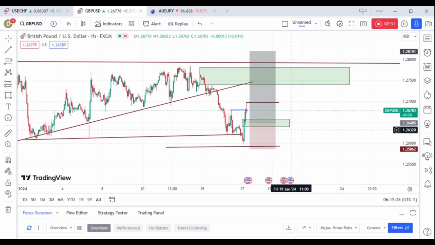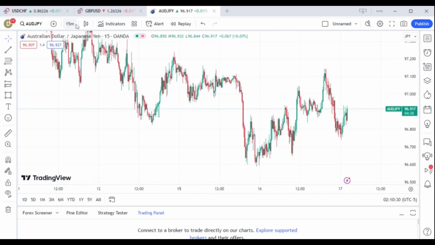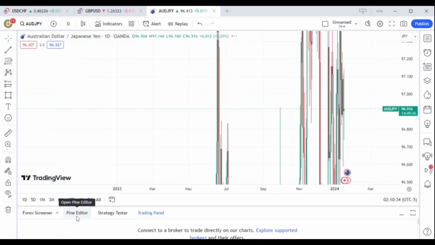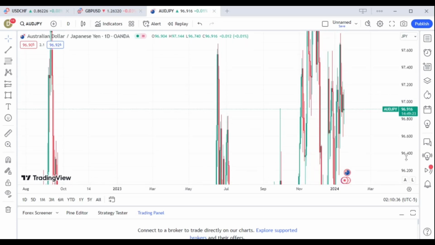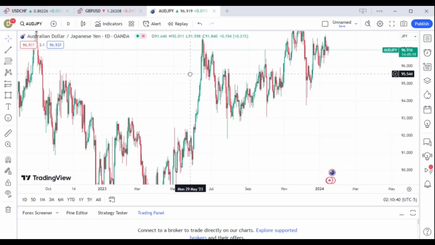Now here on AUDJPY, we're going to do the same thing that we did on GBPUSD to see what is going to be the outcome. So what I'm going to do now is go to the 1 hour to the daily time frame. And on the daily time frame, I'm going to mark out key levels or areas we're going to pay attention to.